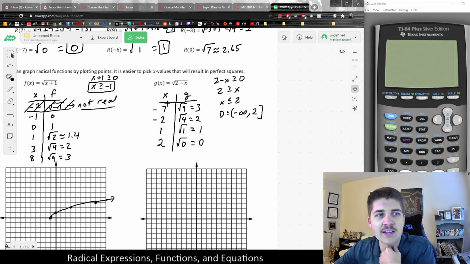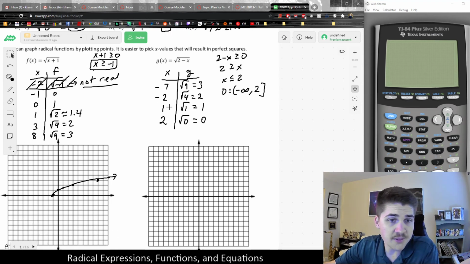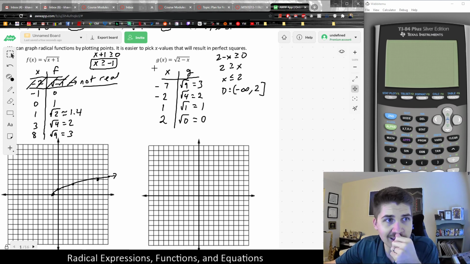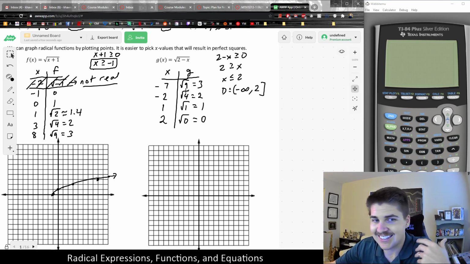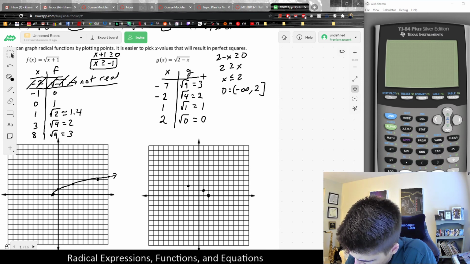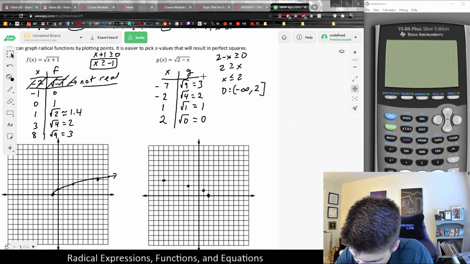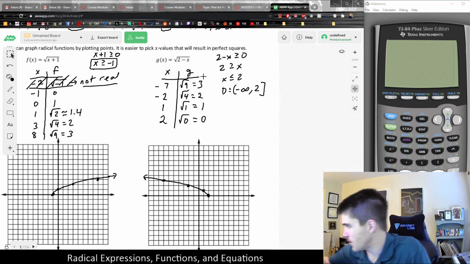And so how I determined these numbers was I just figured out which ones produce whole numbers, just the easy ones. But of course, you could plug in all numbers less than 2 and graph every single one. But this is the shortcut, easy way of finding a lot of those key points. And of course, I'm going to have an x-intercept of (2, 0). I also have (1, 1), (-2, 2), (-7, 3). And this square root function will have the same shape, just be going the opposite direction.